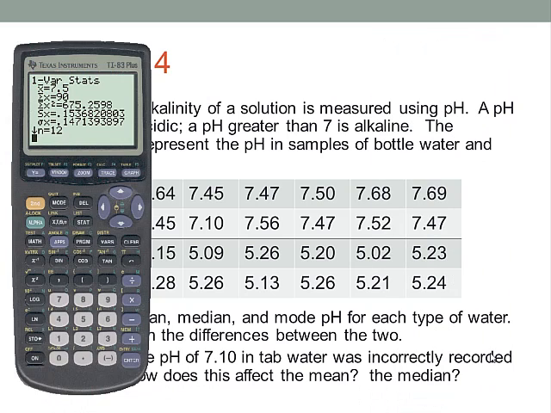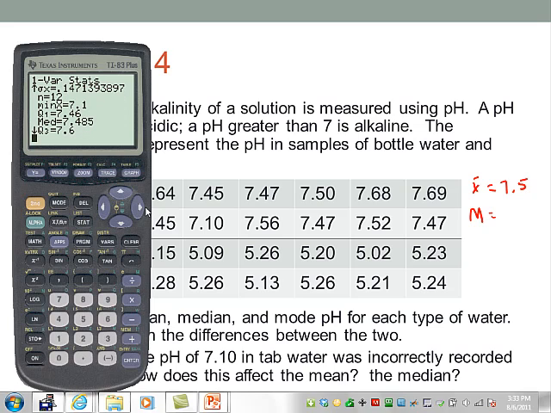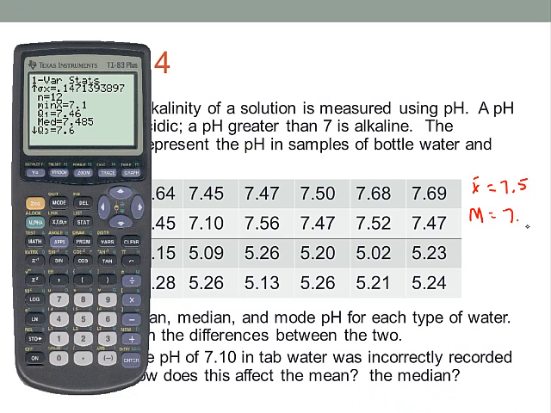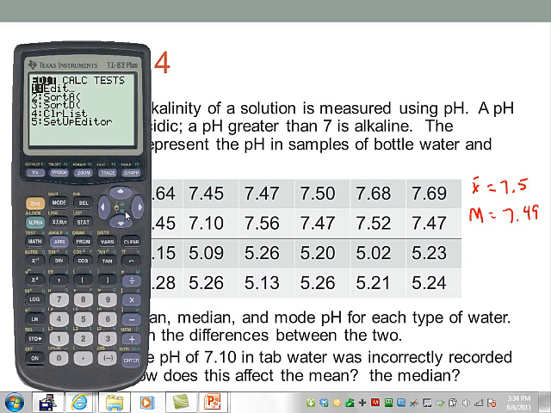So the mean of this, and I'll go ahead and write it up here, the mean for the tap water was 7.5. And I'll use a big M for the median. Let me scroll down here. It is about 7.5 as well, 7.49. Okay, basically the same. And now let's look at stat, calc, 1 variable statistic.